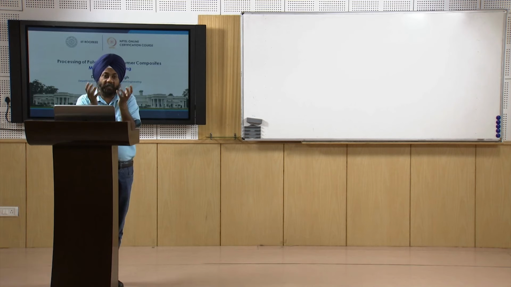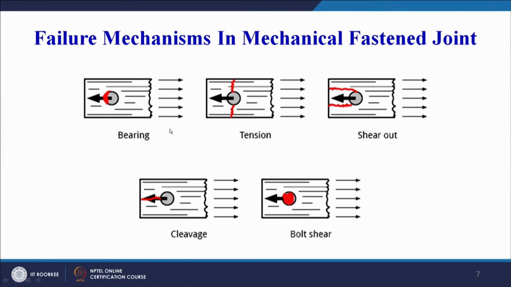And scientists and researchers have tried to figure out what kind of damage can happen to our mechanically fastened joints, and these are the failure mechanisms in mechanically fastened joints. So we can have a bearing type of failure. Under tension we can have this tensile type of failure. The red portion shows how and where our composite part is going to fail on application of load.